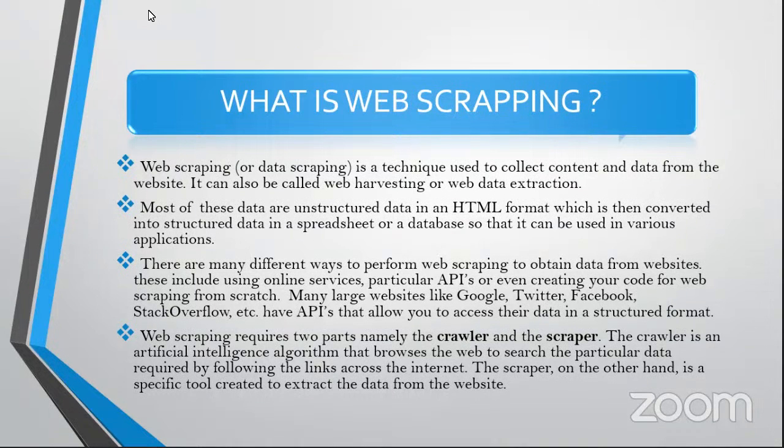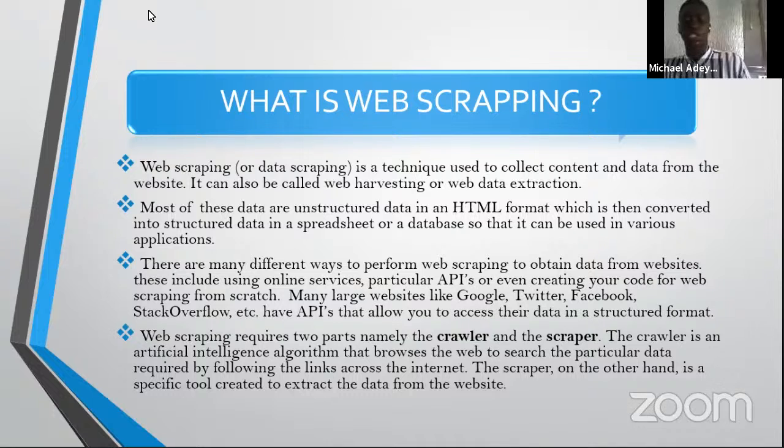Web scraping requires two parts, namely the crawler and the scraper. The crawler is an artificial intelligence algorithm that browses the web to search the particular data required by following the links across the internet. And the scraper, on the other hand, is a specific tool created to extract data from the website.